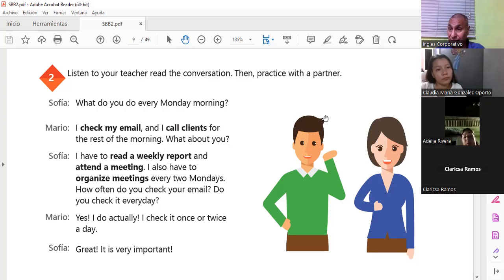Entonces, esas tres, vamos a leerlo otra vez, hacer otra la lectura nuevamente y tratemos de corregir esas. Pero siempre sería sí, sí, lo mismo. El mismo, sí. ¿Qué es eso? Weekly. To have to read a weekly report. O sea, weekly. Así se pronuncia. Report. Weekly report, yes. Okay, Adelia, por favor.